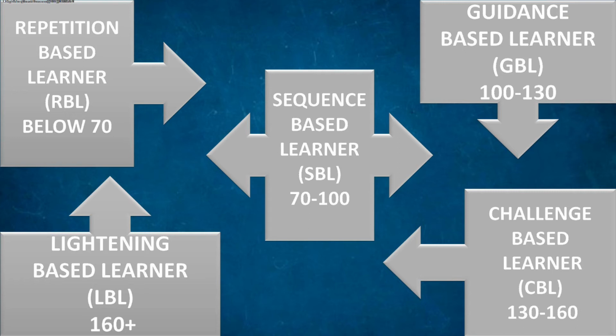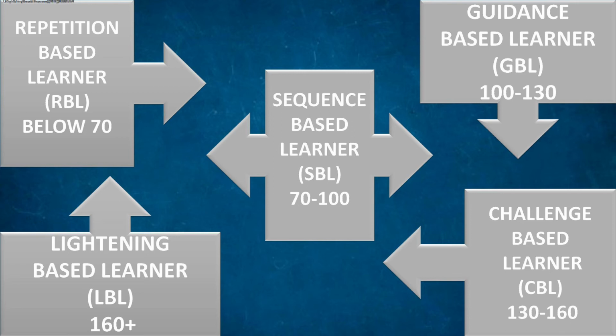Then you have the challenge-based learner who's between 130 to 160 ridge count on all 10 fingers. So if you look at these people, they are very fast, very capable. They need not be guided, but they have to be given a target, a destination, and they will know how to get there. And the lightning-based learner is one who is about 160. So these people are very fast, very sharp, and are very quick on the uptake. But again, they also have their demerits.